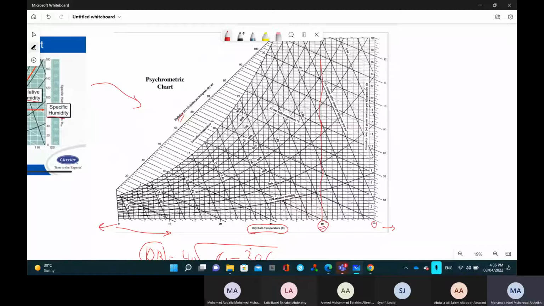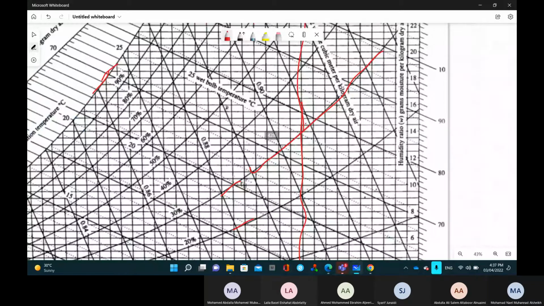Then from the other property, which is the relative humidity, which can be read from these lines, 1, 2, 3, 4, that vary from 0 to 100% relative humidity, which is represented by the saturation line. So our point will lie at the intersection between the relative humidity of 30 here and the 40 degrees C. If we zoom in, here our point will be 40, exactly at this point.